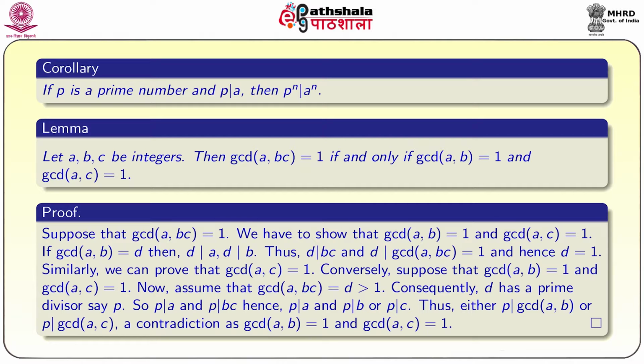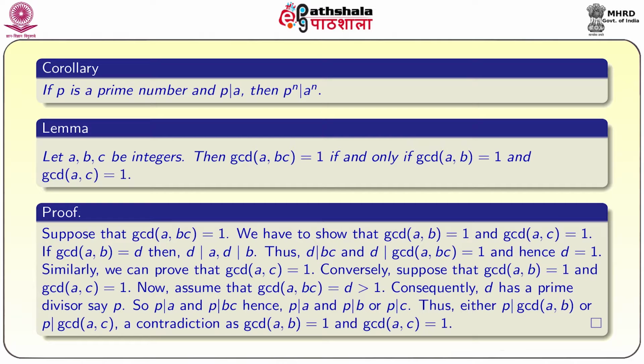So, the proof is again straightforward. Suppose that GCD of a comma bc equal to 1. We have to show that GCD of a comma b equal to 1 and GCD of a comma c is also equal to 1. If GCD of a comma b equal to d, then by the definition of GCD, d divides a as well as d divides b, thus d divides bc. So, d divides GCD of a comma bc, that is equal to 1, hence d equal to 1. Similarly, we can prove that GCD of a comma c is also equal to 1.